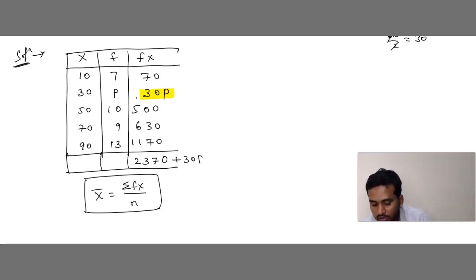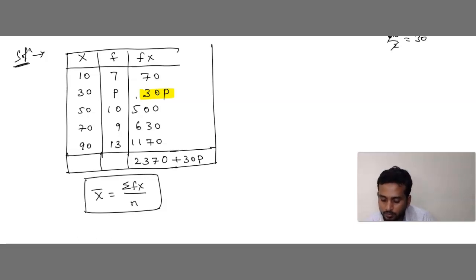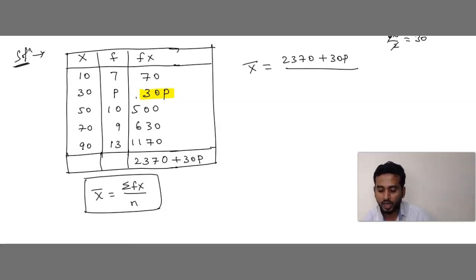You should write like this, plus 30p. Got it? Plus 30p. So this is what? Sigma fx. So shall we write here x bar equals sigma fx, that is 2370 plus 30p, divided by n. N means we should add all f.